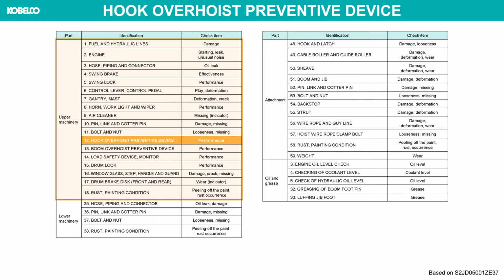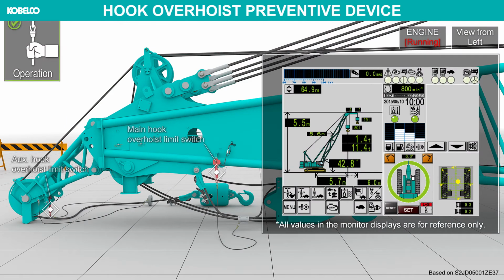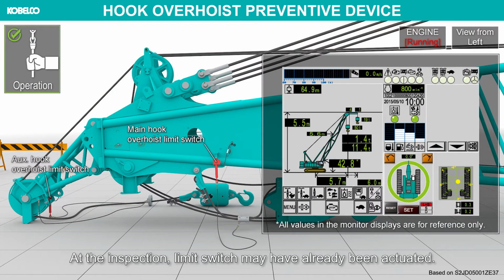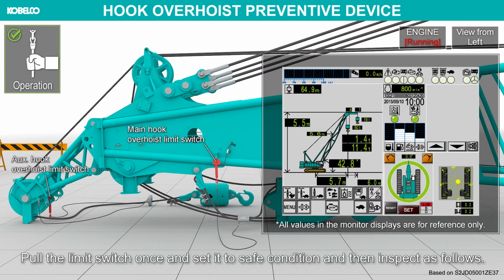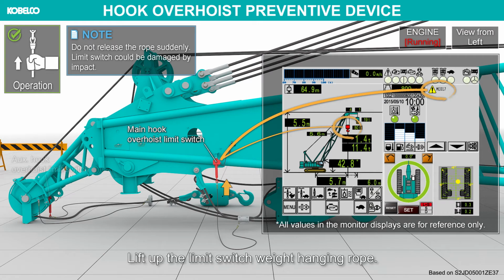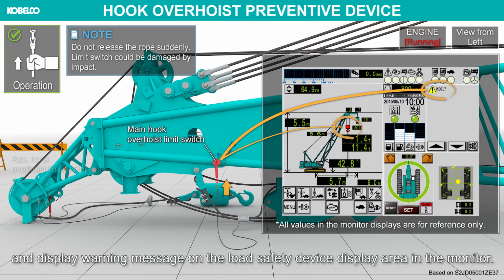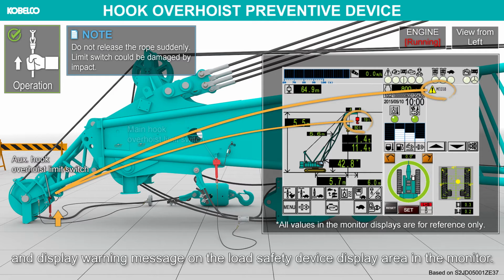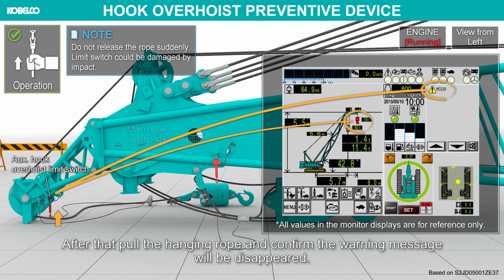Hook overhoist preventive device. At the inspection, limit switch may have already been actuated. Pull the limit switch once and set it to safe condition and then inspect as follows. Lift up the limit switch weight hanging rope. Confirm if the indication of hook figure turns to red color and displays a warning message on the load safety device display area in the monitor. After that, pull the hanging rope and confirm the warning message disappears.